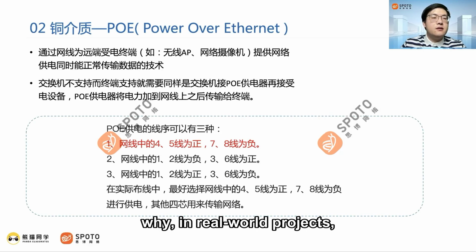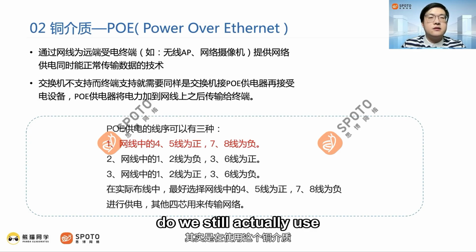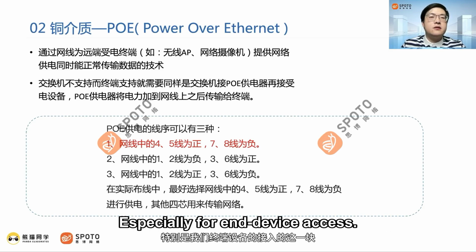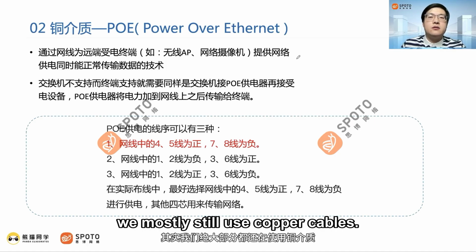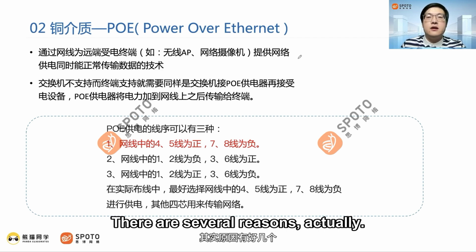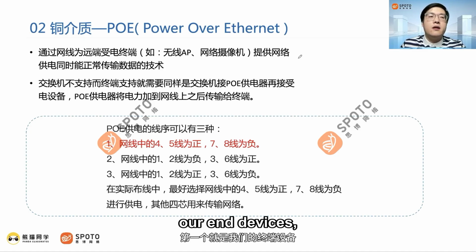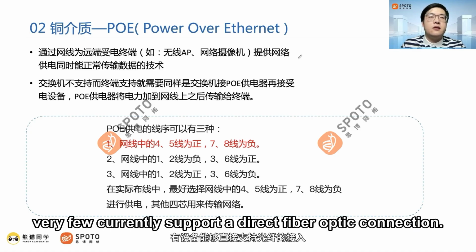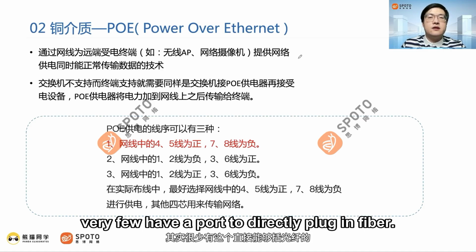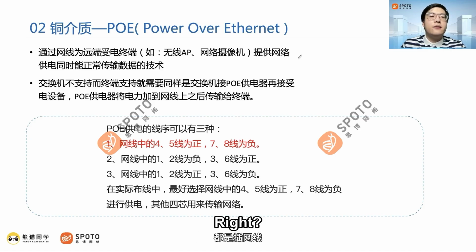So, why, in real-world projects, do we still actually use copper cables, meaning Ethernet cable? There are several reasons, especially for end-device access. For end-device access, we mostly still use copper cables, that is, Ethernet cables. First, very few of our end devices currently support a direct fiber optic connection. Like your computer, a laptop or a desktop, very few have a port to directly plug in fiber. They all use Ethernet.